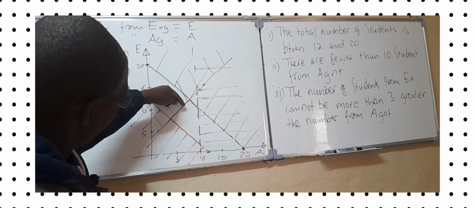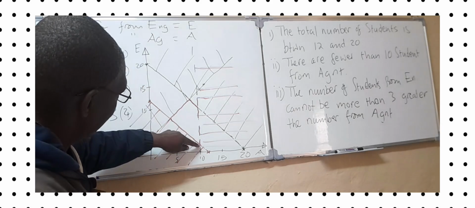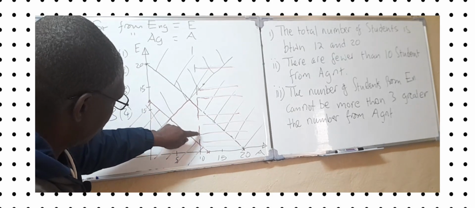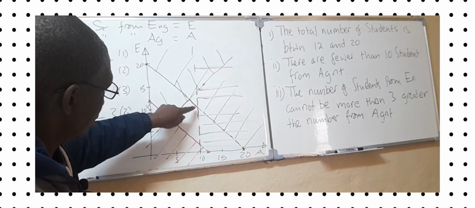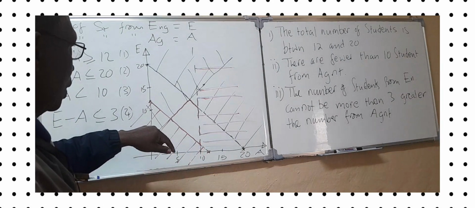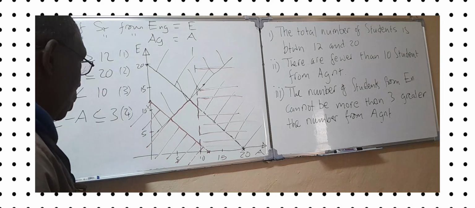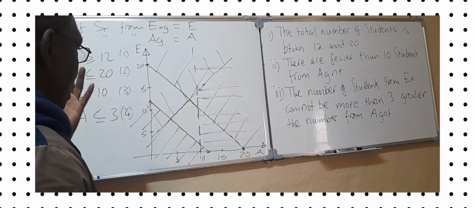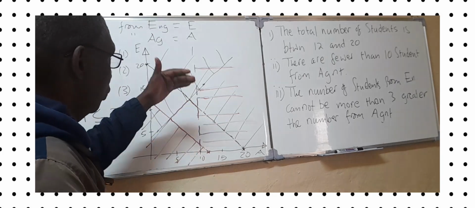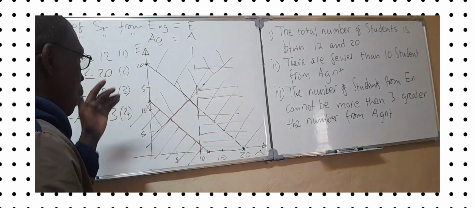Any point inside here will represent a possible combination. We can take points on this line. We can take points on this line. We can take points on the portion of this line, but we can't take points on the broken line because those ones are not included. The other point to remember is that we are dealing with numbers of people. We can't have 3.5 people. We can't have 8.35 people. We have got to have whole numbers of students from Argentina or England.